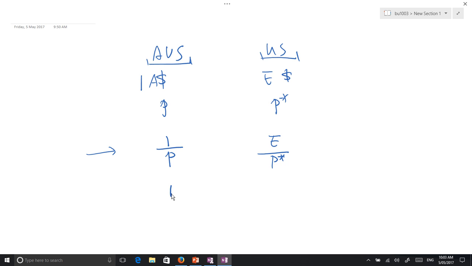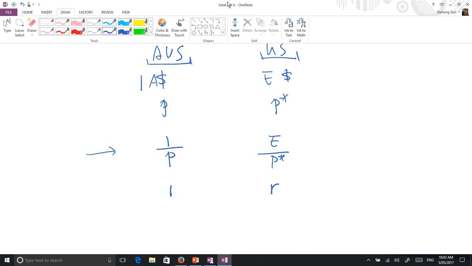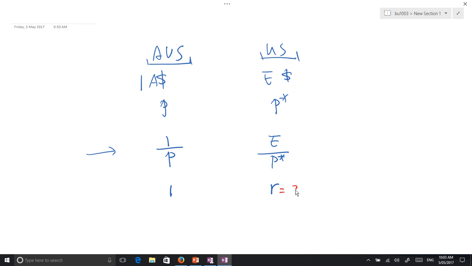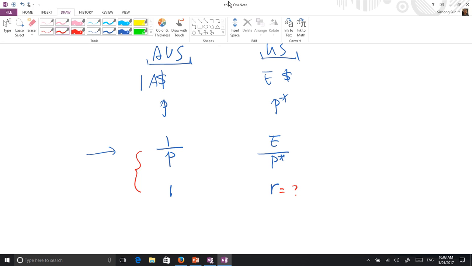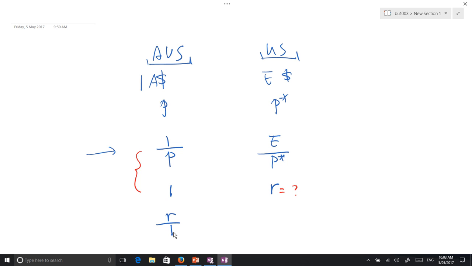unit of Australian goods can exchange for R. We want to figure out what R is. R is the real exchange rate. And the relationship here implies that R divided by 1 should be equal to this divided by this: E over P star divided by 1 over P.